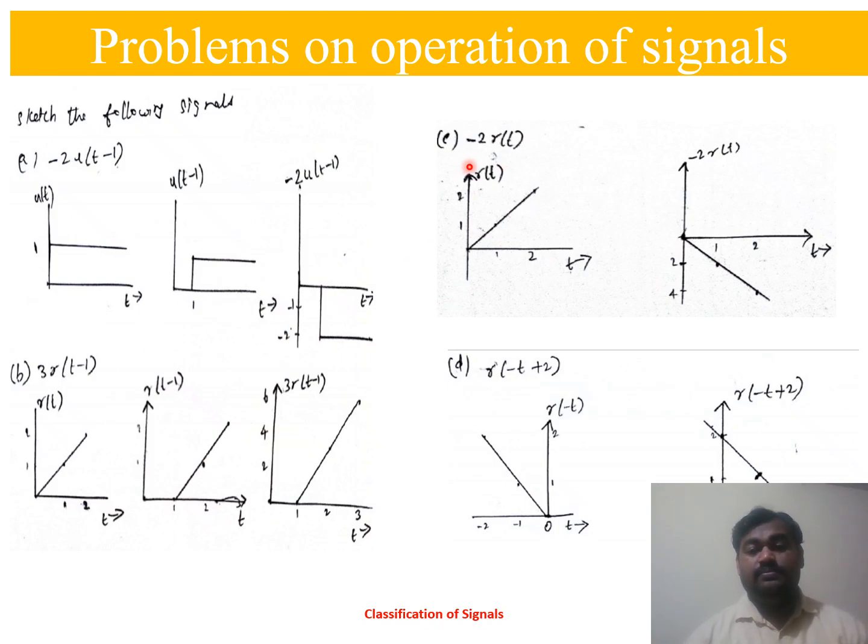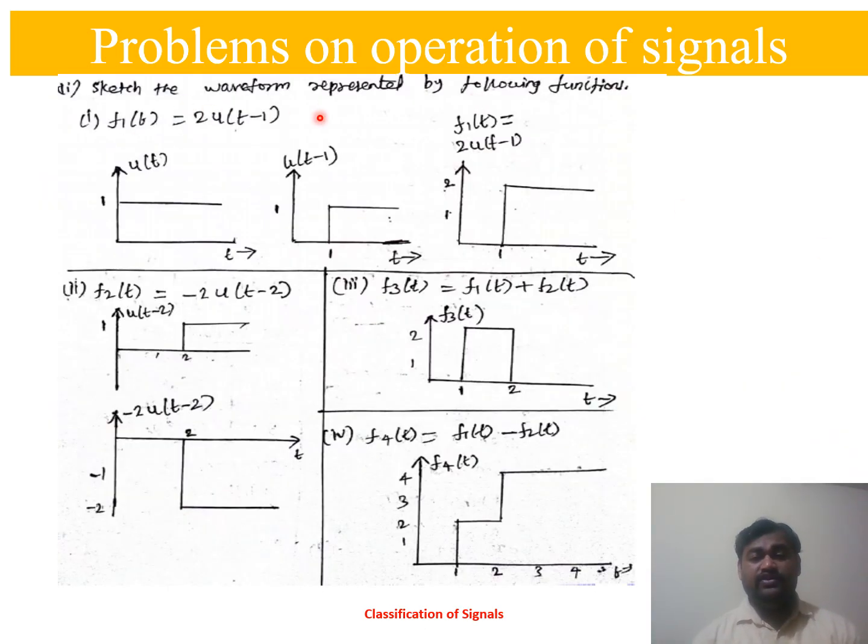So next one, minus 2 r of t. First draw r of t, multiply with minus 2. For 0, 0, for 1, 1 into minus 2, minus 2. So the ramp goes on the negative side. The next one, last one, r of minus t plus 2. First, we know that this is r of t. How to find r of minus t? Folding the signal. After folding the signal, r of minus t plus 2, I already told the time axis is negative, plus 2 means delay by 2 units. So just delay the signal by 2 units. We will be getting the answer.